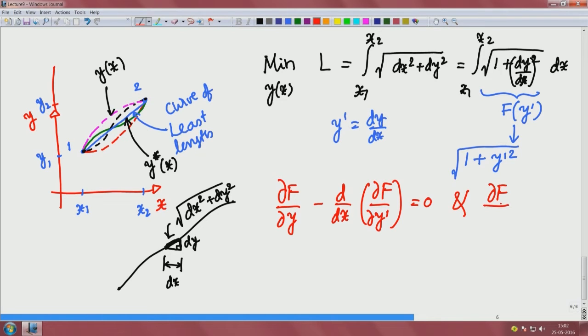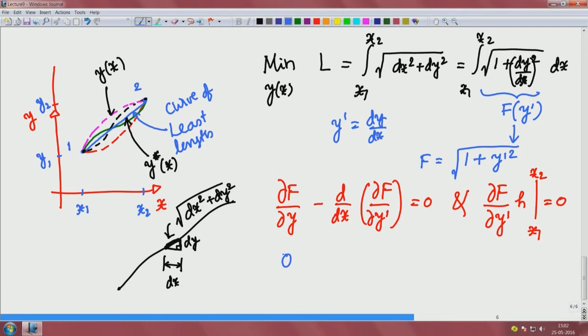Now, we understand what is essential, what is natural in the context of this example. ∂f/∂y minus d/dx of ∂f/∂y' times h, with x1 and x2 equal to 0. Now, let us substitute over here. This one, ∂f/∂y: there is no y in our f, there is no y there.